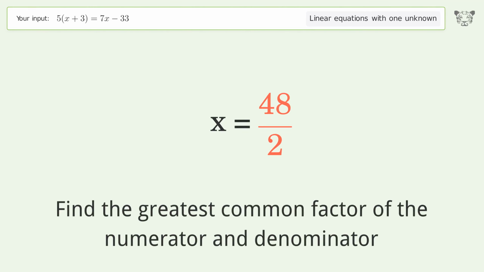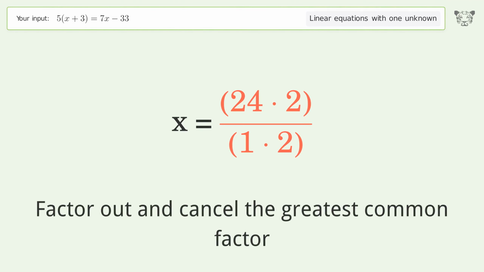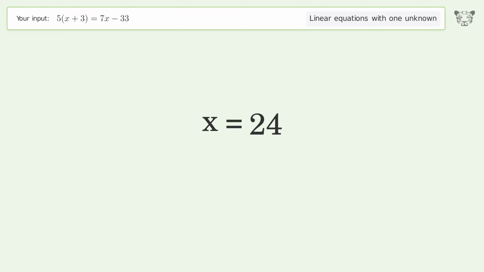Find the greatest common factor of the numerator and denominator. Factor out and cancel the greatest common factor. And so the final result is x equals 24.